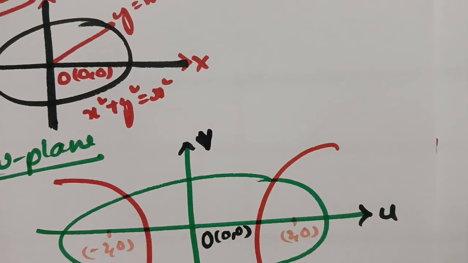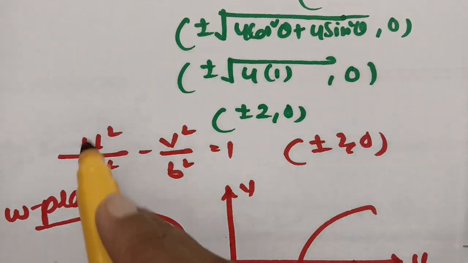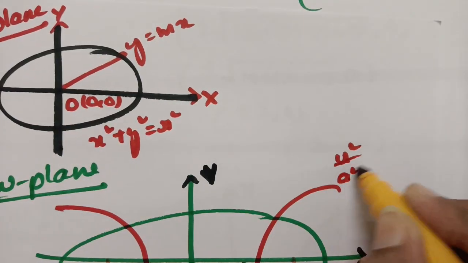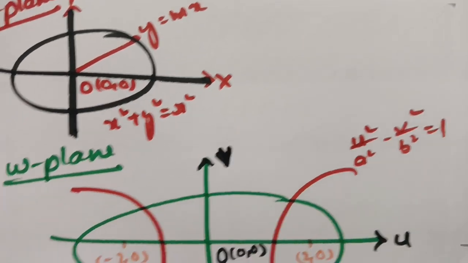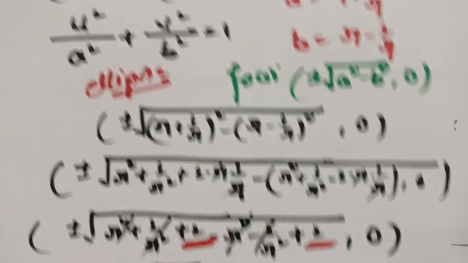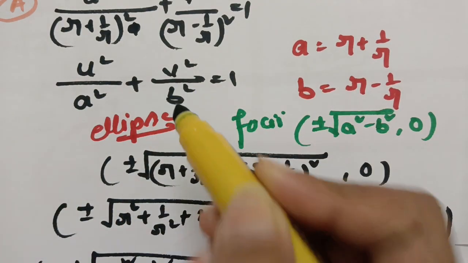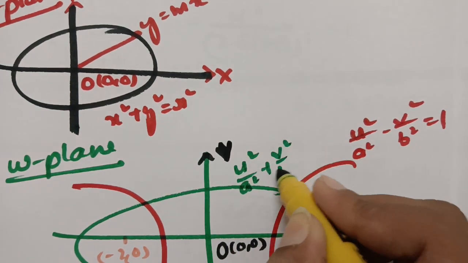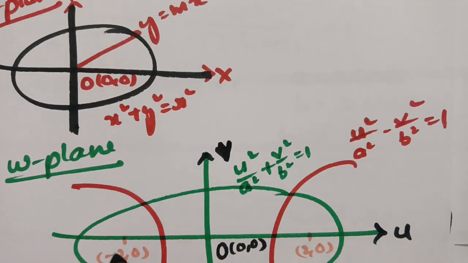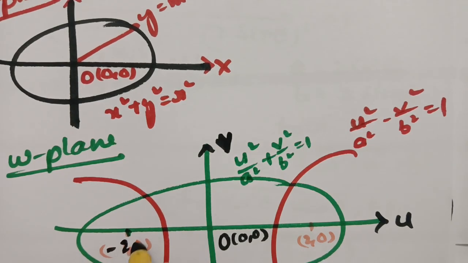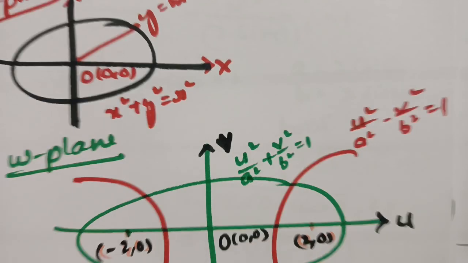So we have a hyperbola equation also. The hyperbola equation is u square by a square minus v square by b square is equal to 1. And the ellipse equation is also very clear. In case 1 and case 2, we have the ellipse equation, that is u square by a square plus v square by b square is equal to 1. With the focal length, both are the same. So for both ellipse and hyperbola, the foci are the same here. So this is how it is transformed from the z plane to the w plane, and this is so simple.